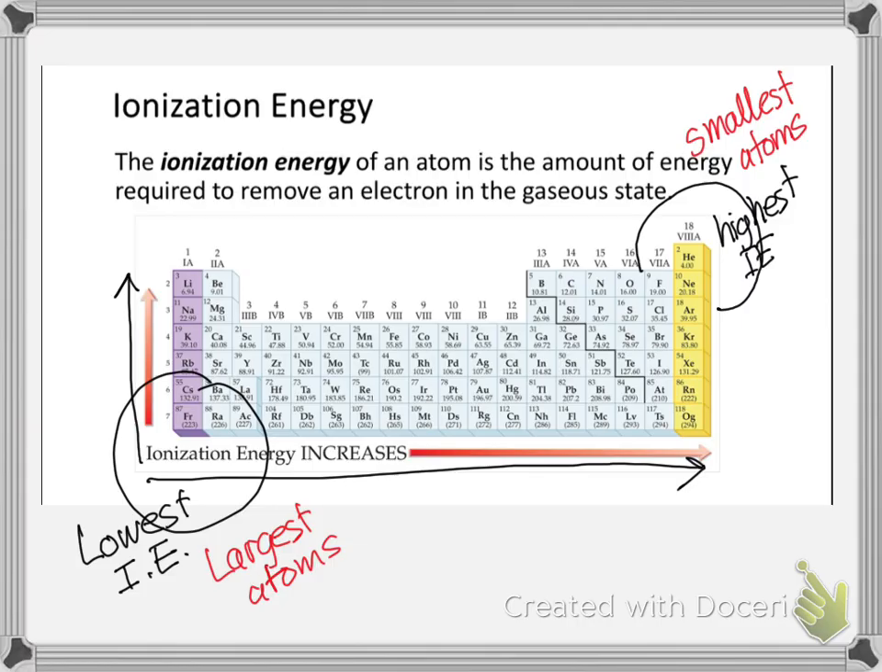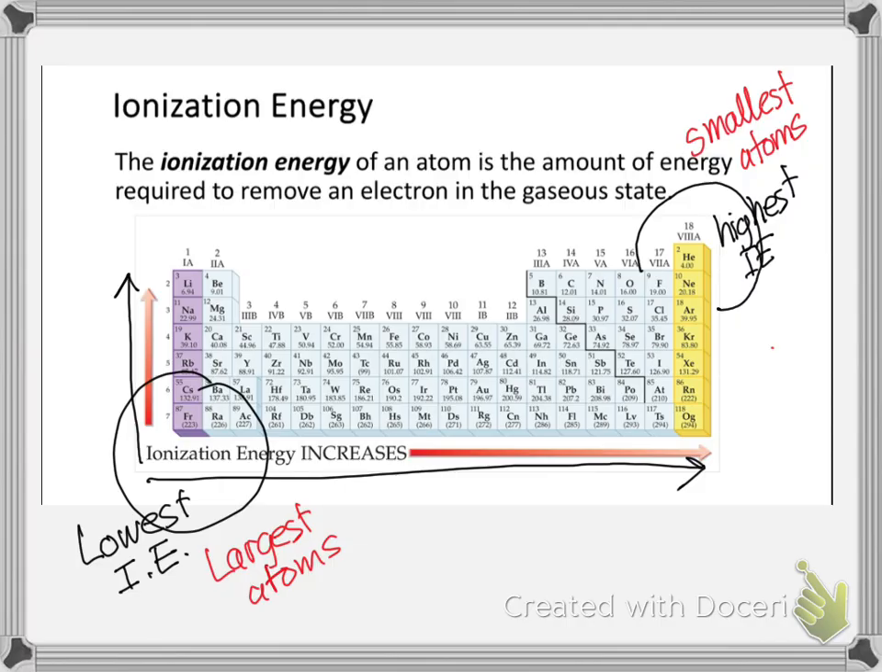So if you think about it, if your electron's closer to the nucleus, remember positive and negative charge, the closer they get, the stronger the attractive force. So there's got to be more attractive force for that electron to the nucleus in small atoms. And in large atoms, the attraction is less. And so you have a lower ionization energy.